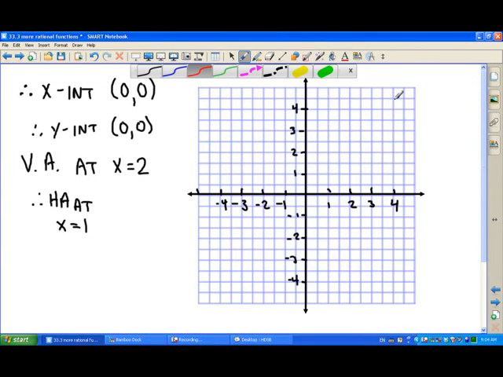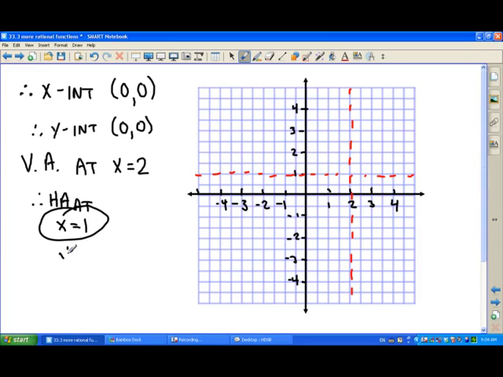Once I've filled in my scale, I can mark in my key points. So I have a vertical asymptote at x equals 2. I have a horizontal asymptote at, pardon me, I just noticed a mistake. This should say y equals 1. Our horizontal asymptotes are equations with respect to y. So that horizontal asymptote should be at y equals 1. Apologize for that.